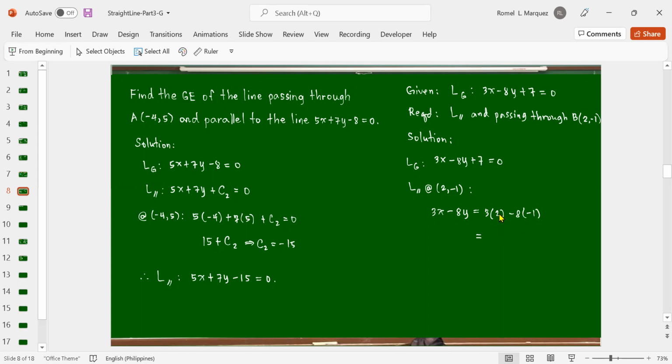So 3 times 2 is what? 6 minus -8, so plus 8. 14. So 3x minus 8y, or that is 3x minus 8y plus -14 equal to 0. Okay, guys? You substitute it to the right. You copy the left side, but you replace x and y by the values, no?